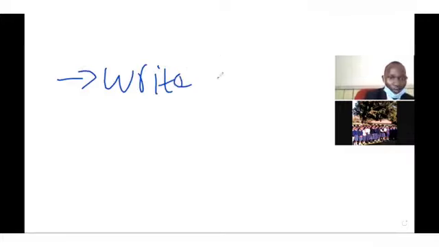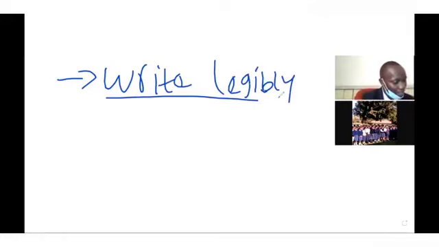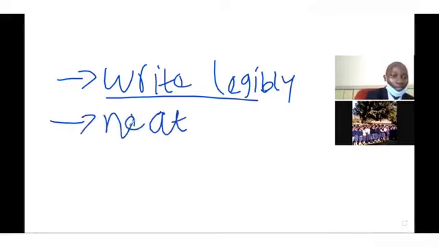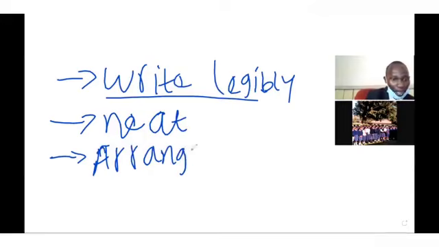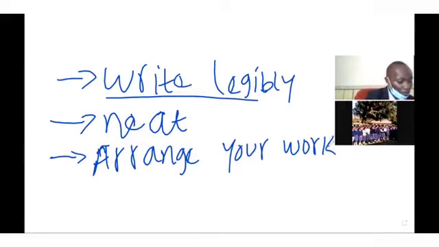And again, I have emphasized this, and I'm sure your teachers have done that. Write legibly. Try as much as possible to ensure that your work is legible and, again, neat, so that it can be read very fast. And again, I'm emphasizing this, arrange your work properly.